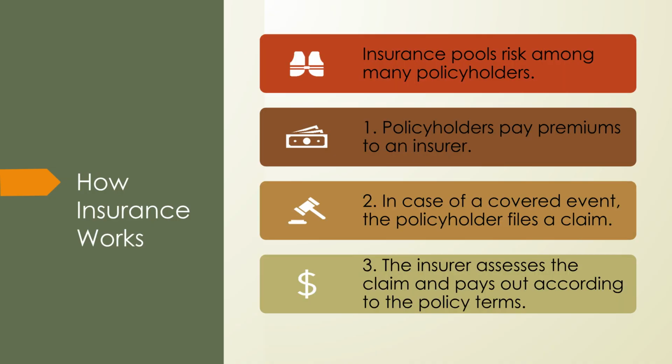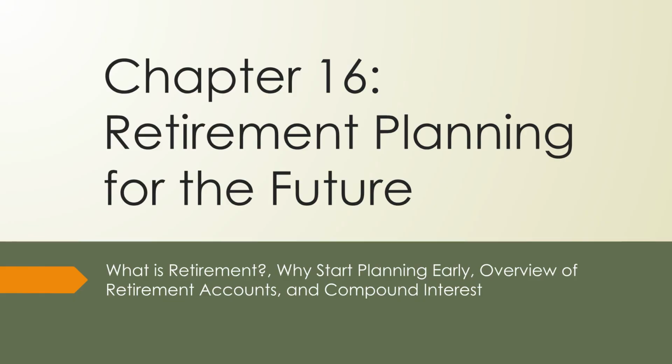Insurance works by pooling risk among many policyholders who pay premiums to the insurer. When a covered event occurs, the policyholder files a claim, which the insurer assesses and pays out according to the policy terms. Chapter 16 is about retirement planning for the future.